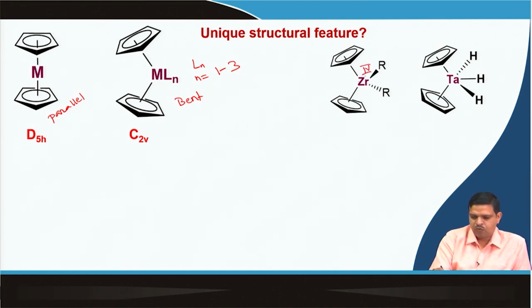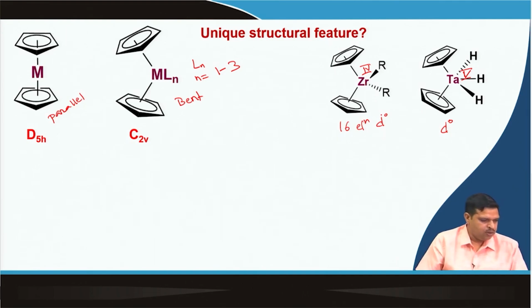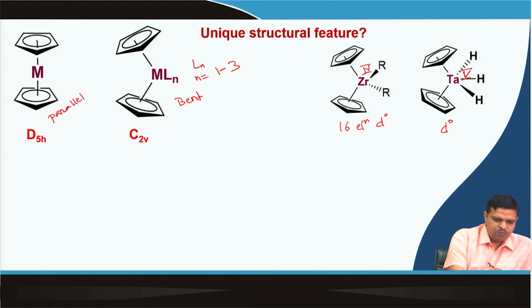Here zirconium is in the 4 oxidation state, tantalum is in the 5 oxidation state, and this is d0, this is a 16 electron system. So, this is also d0. We will understand this very systematically. Here you will see that if you draw a centroid, how much will this angle be? Centroid, metal and centroid is almost 180 degrees.